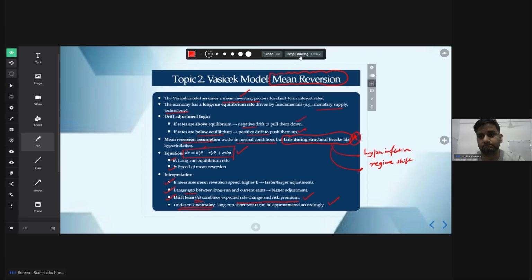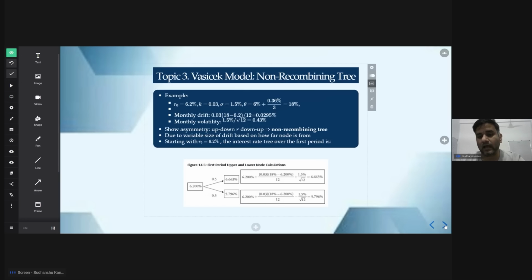All right, guys. Now, the next part is that we are getting into non-recombining trees. This is a little math heavy, so please try to understand. When I talk about a non-recombining tree, what does it mean? In this part, the objective is very clear: we are trying to break it down further into recombining versus non-recombining. Recombining will come ahead.